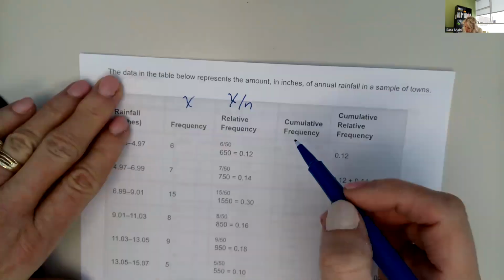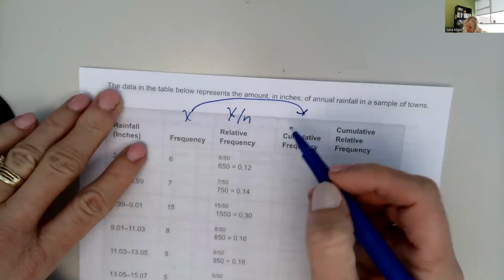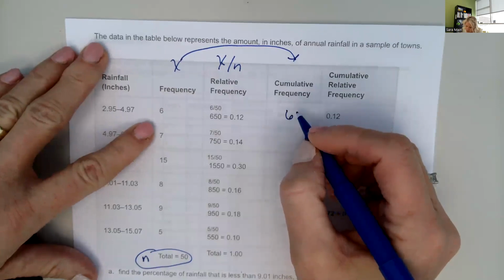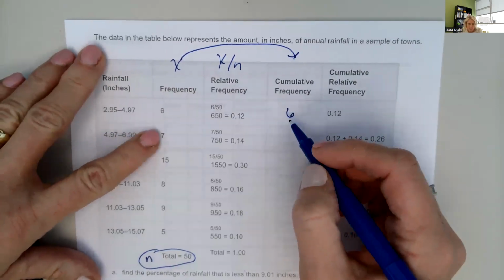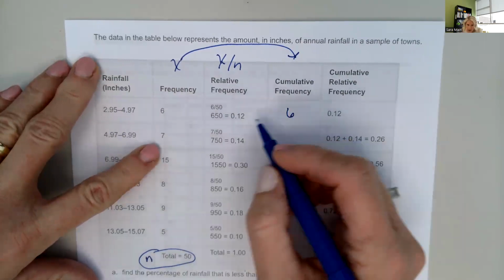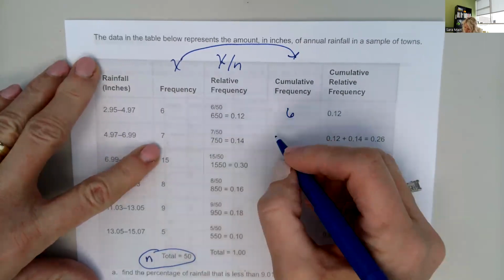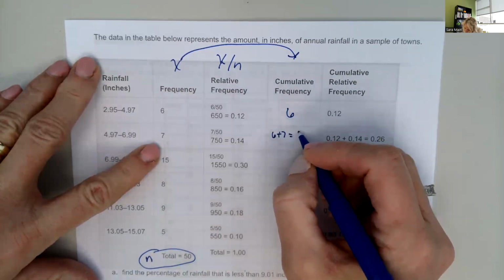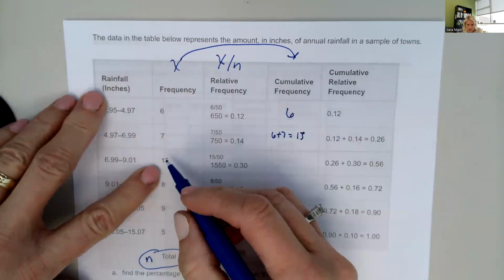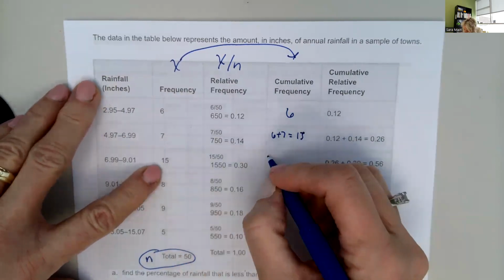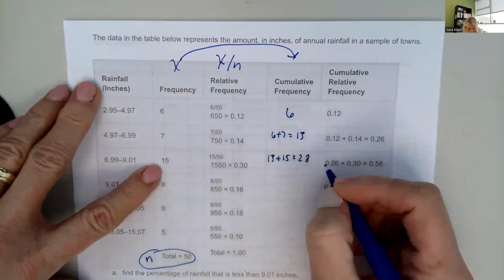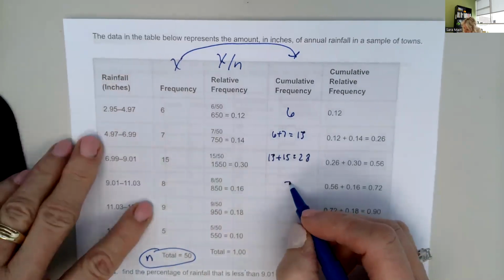And then our cumulative frequency is where you're adding up the frequency as you go. So this first one is just the first value, which is the cumulative frequency of 6. And then the second one would be the 6, and then the additional of the next group, which would be 6 plus 7 or 13. And then the next one would be 13 plus the next individual group of 15. So 13 plus 15 is 28. And so on. So we have 36.